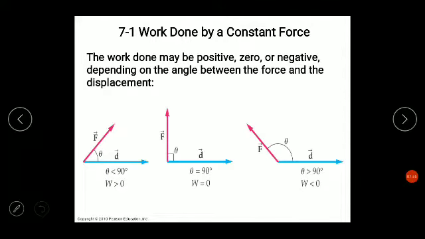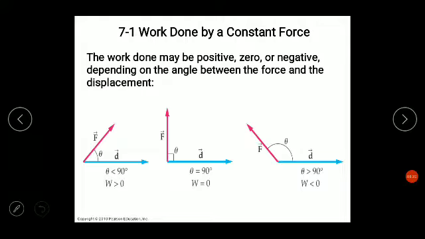Whenever the force and displacement are parallel, or the angle is less than 90, that will give you a work which is greater than zero. But whenever the angle between the displacement and the force is greater than 90, it will give you a negative value of work. When can we say that the work is negative? In what scenario can we visualize that the work is negative?